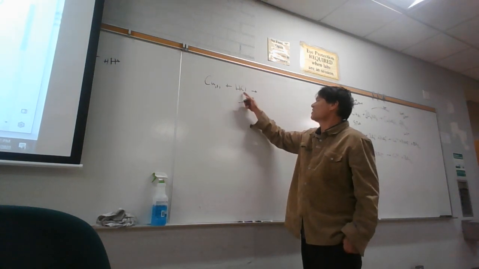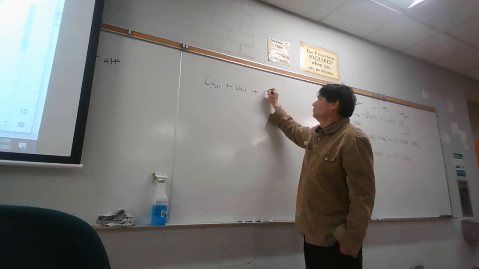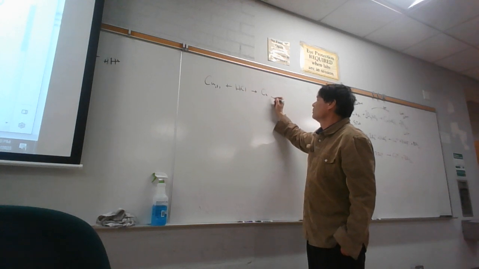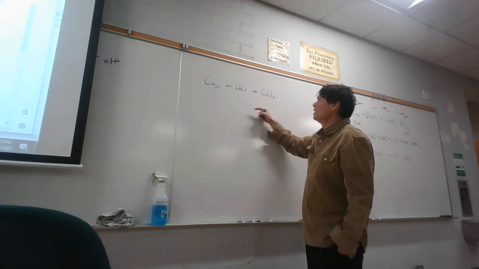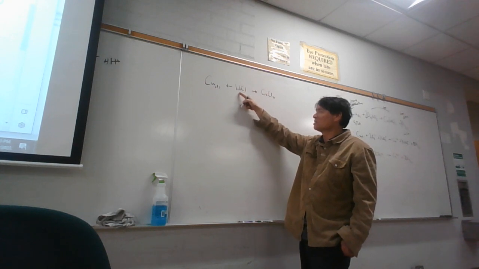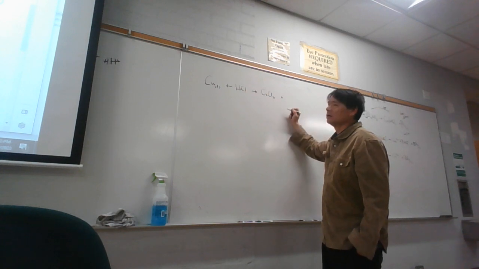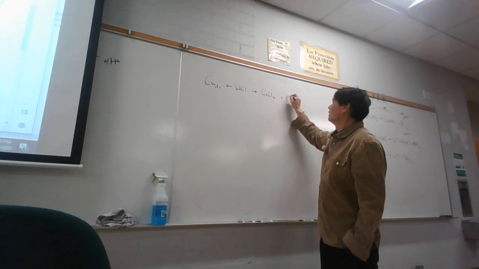Okay, so copper and hydrochloric acid is going to make what? Copper 1 or copper 2 chloride? Copper 2 chloride. Chloride's not an oxidizer. Chloride's a reducer. So the only oxidizer is H plus and water. H plus is going to be better. So single replacement will work here. And hydrogen gas.